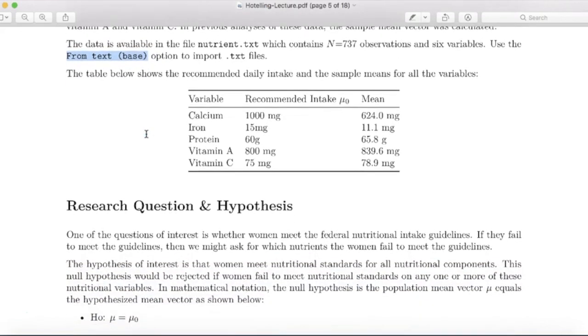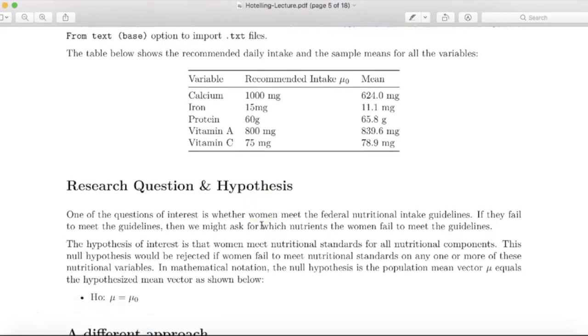So essentially, we're doing a single sample. This is the recommended population value that the USDA wants, and we're going to compare it to our sample, and they look different, but we want to see if they're statistically different. The research question is: are the women in our sample meeting the federal nutritional guidelines? And if they are failing, we want to know in which one they're failing.